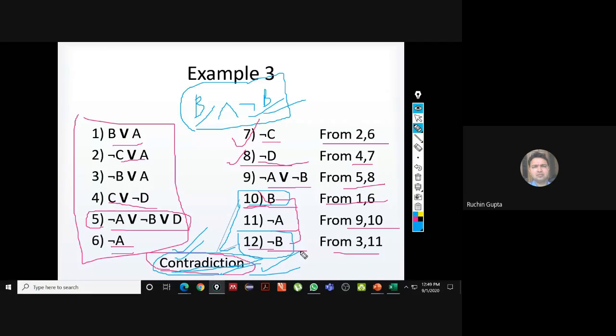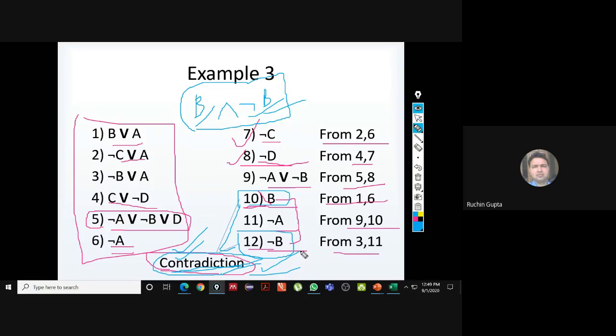Got the point, everybody? Clear? Yes, sir. So we want statement number 10 and 12 both to be true simultaneously. And you know that statement number 10 says that B is true and statement number 12 says negation B is true. So B and negation B cannot be true simultaneously. And that's why it is a contradiction.